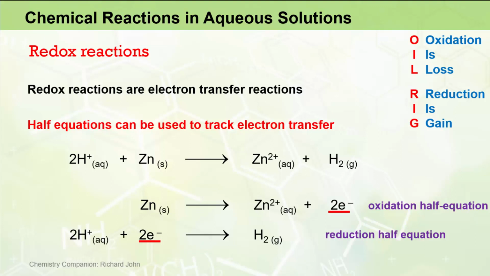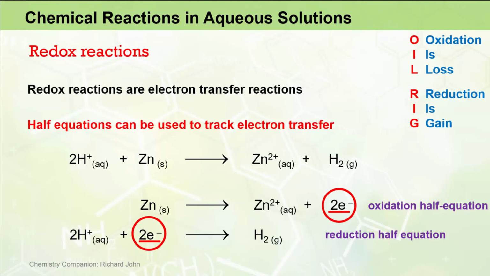Let's now take a closer look at these half equations. The first thing to note is the presence of electrons written in chemical equations, and this is the first time we have seen this. And you will typically only see this in half equations. The second thing to note is that both half equations are mass balanced and charge balanced. So what do we mean by that?